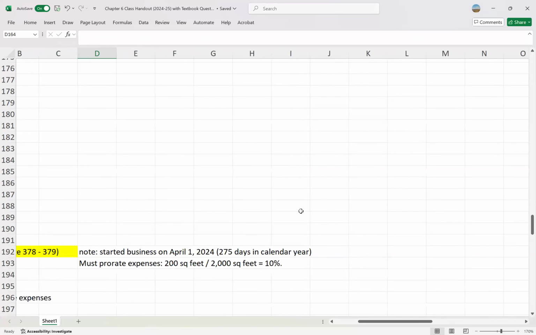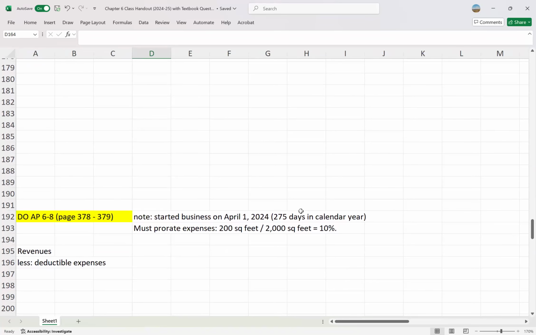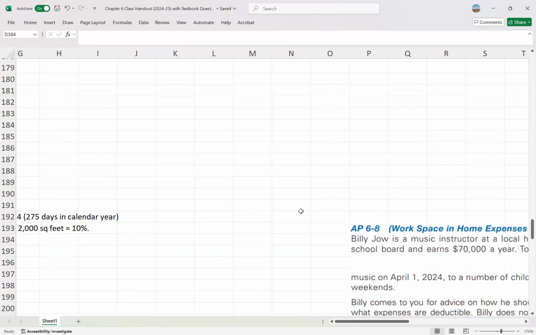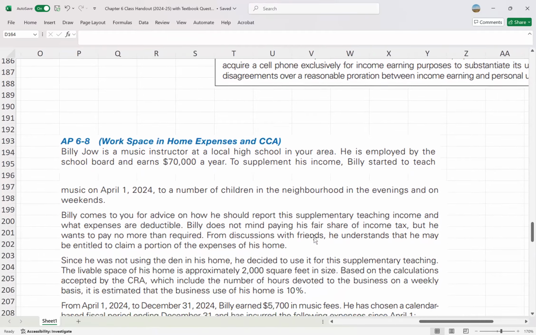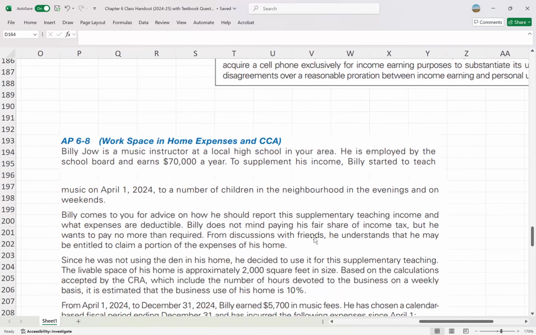So we're going to look at assignment problem 6-8. And in this example, we have a music instructor and he's an employee, but this year he started teaching music on his own. So this is his sole proprietorship. On April the 1st, 2024, he decided to start teaching music to a number of children in his neighborhood. And so this is going to be his business income. He wants to know which expenses are deductible.